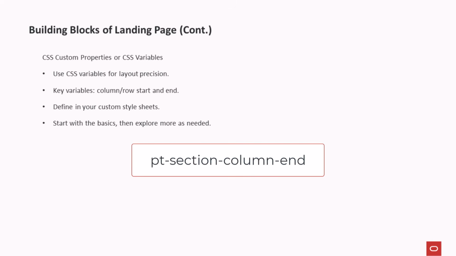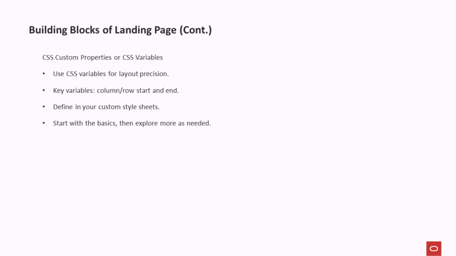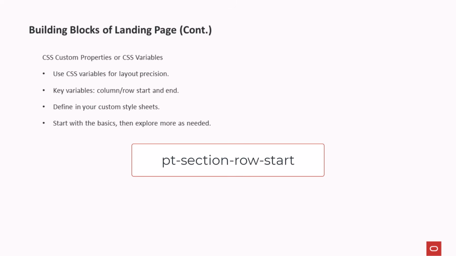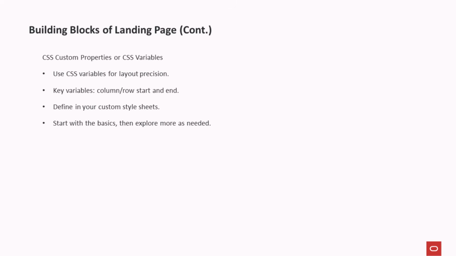PT section column end. This sets the ending column value for a section on a landing page. This defines the width of the section, which will vary based on browser window size. The default is -2, which means go all the way to the next to the last column, so the gutter is maintained. PT section row start. This sets the starting row for a section on a landing page. The default is auto, meaning let the browser take care of row starting.